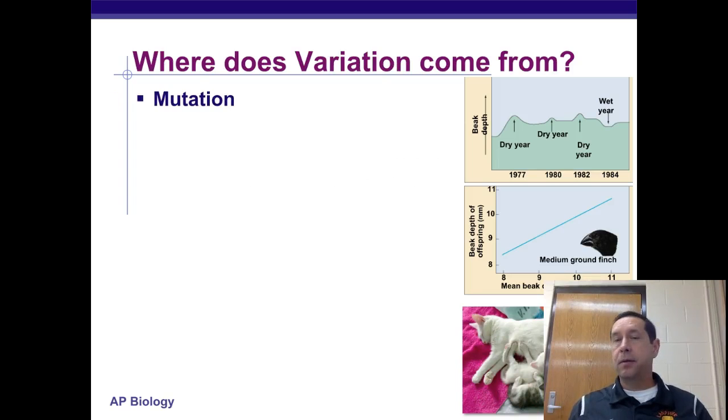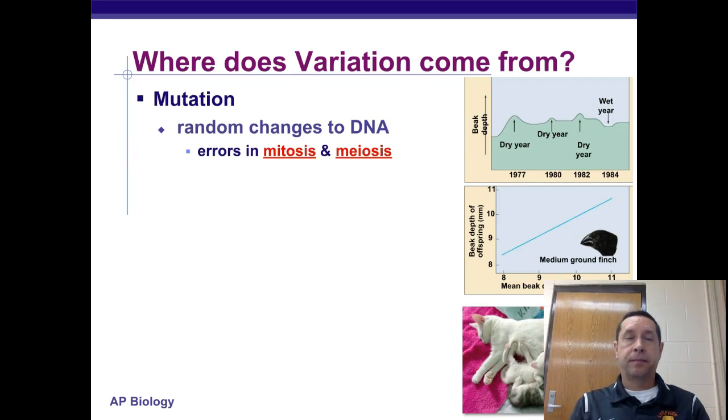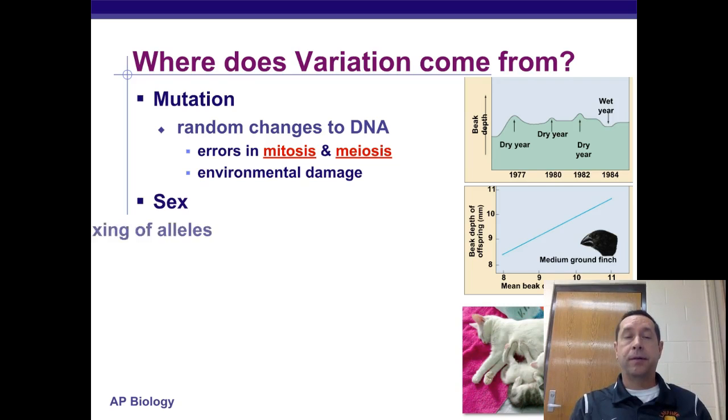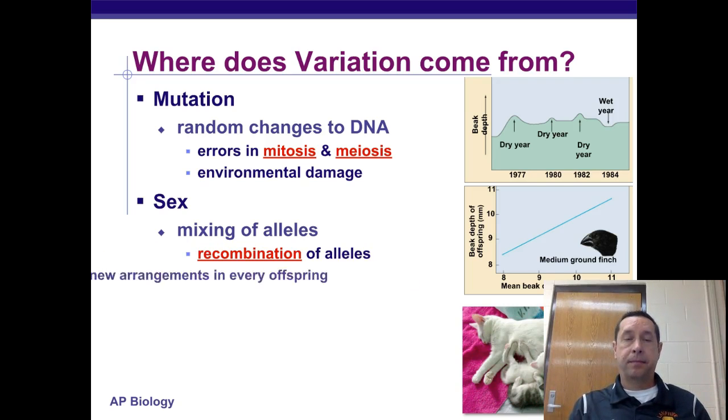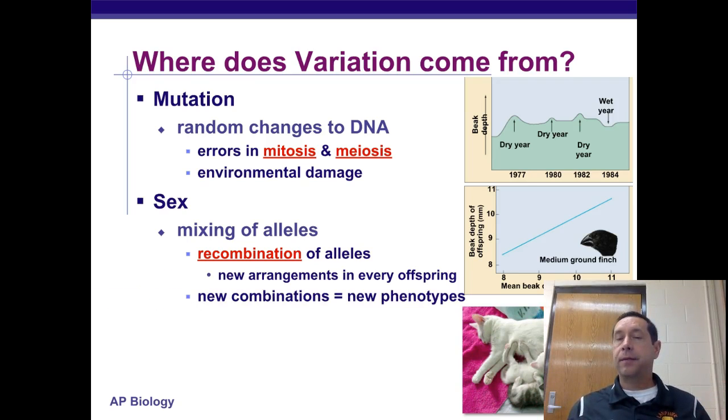So where does the variation come from? Well, it comes from mutation originally. All variation within a species is the result of mutation at some point, where a gene changes, it creates a new phenotype. If that new phenotype is beneficial, it becomes more common in the population. Sex also creates variation. Sexual reproduction, in particular, recombines alleles through the random mating, through the genetic recombination that occurs during independent assortment, segregation, during meiosis, and so on. Basically, each individual is a new combination of alleles for all the traits.